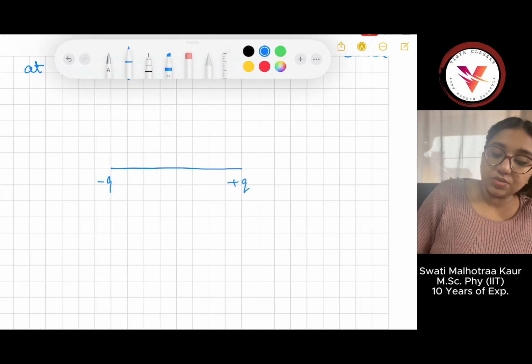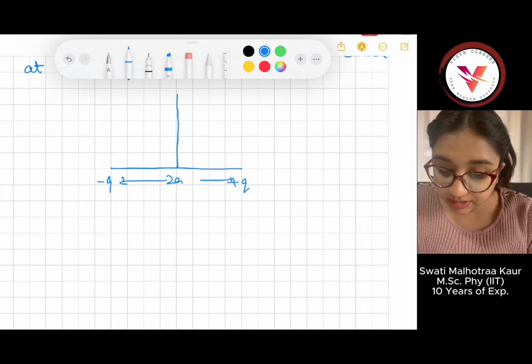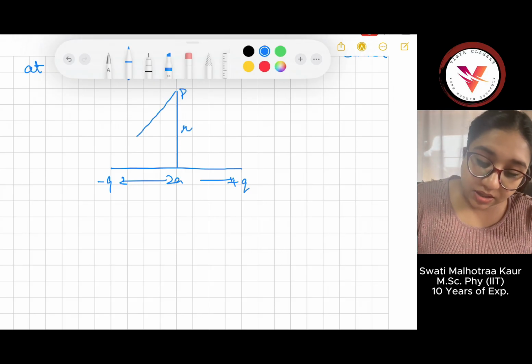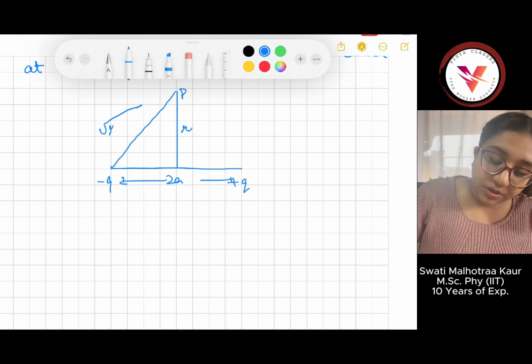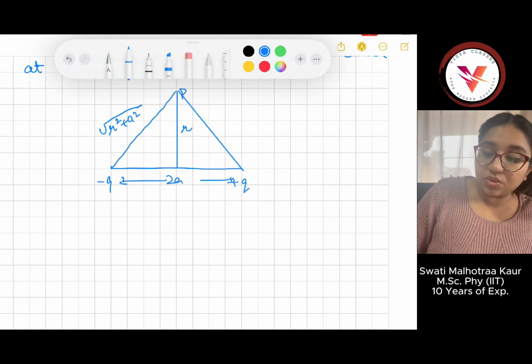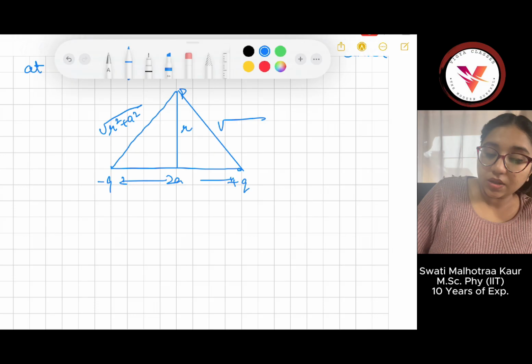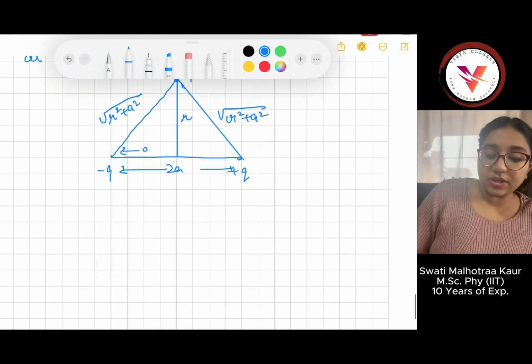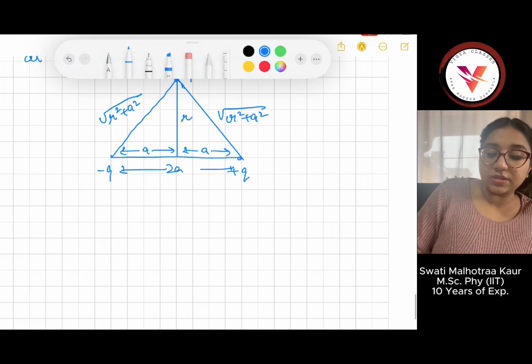This is minus Q, take this as plus Q, whole distance is 2a, and from its center let's consider a point P at a distance r. Then this distance would be what? Under root of r square plus a square, and this distance would also be under root of r square plus a square, because this is a and this is a.